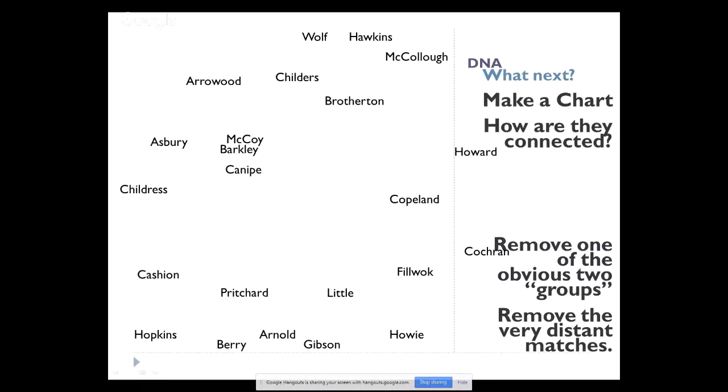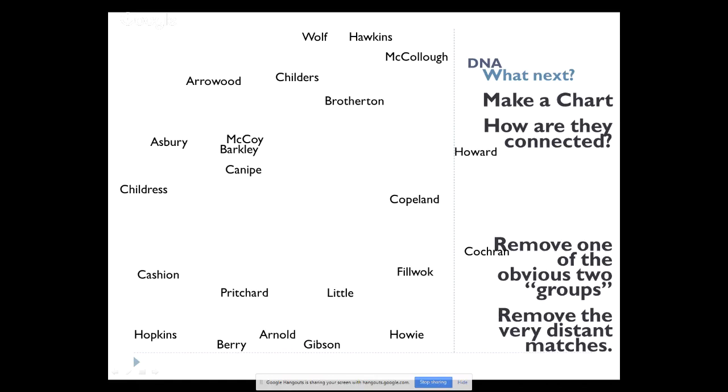So what do you do next? Make a chart. How are these surnames corrected? So I wrote down all the circle of all the DNA matches, and from there I started working out the family groups. And then I realized that I had two obvious groups, and the two obvious groups are obviously Betty Jean's paternal side, her father, and her maternal side, her mother.